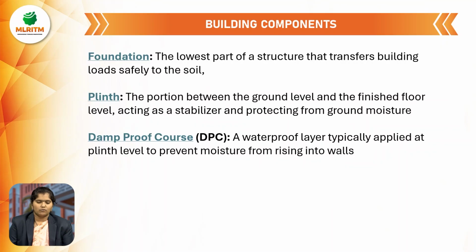First thing, foundation, the lowest part of the structure that transfers the building loads safely to the soil. Next, plinth, the portion between the ground level and finished floor level, acting as a stabilizer and protecting from ground moisture. Next, damp proof course. It is called DPC also. A waterproof layer typically applied at plinth level to prevent moisture from rising into the wall.